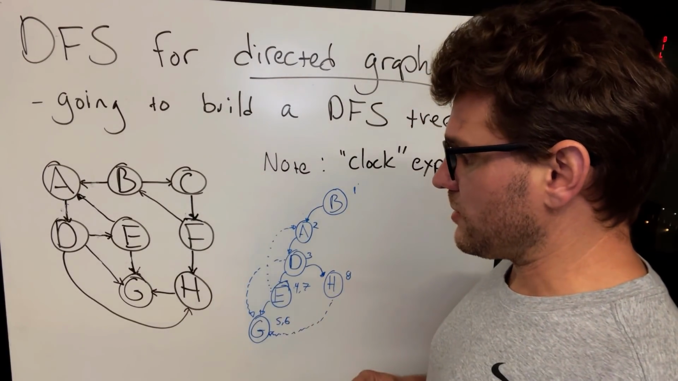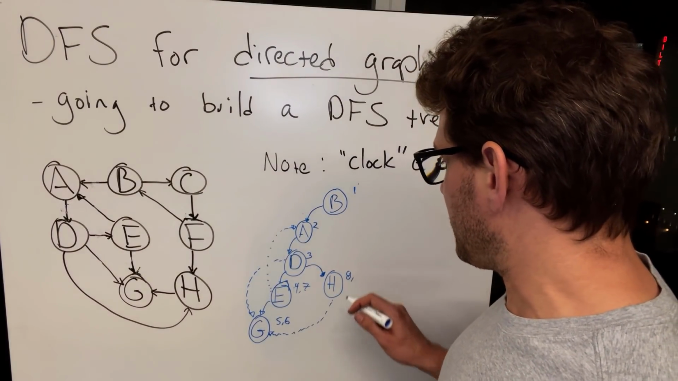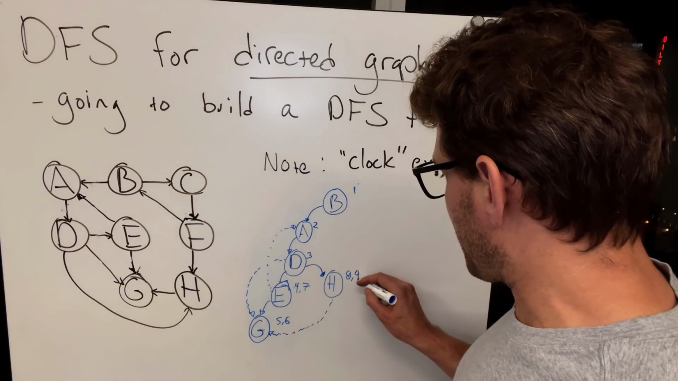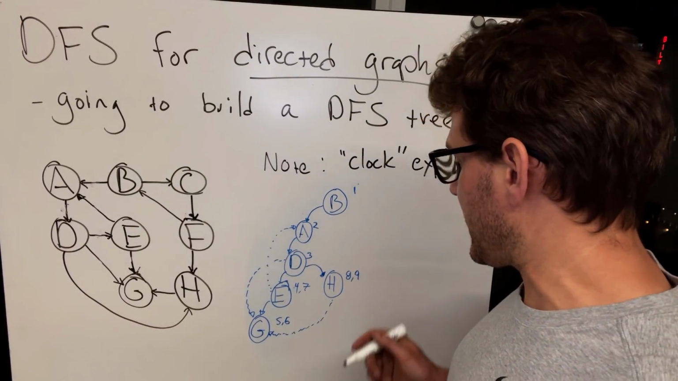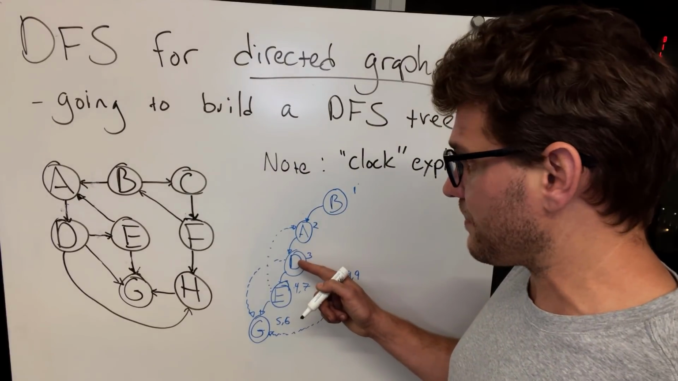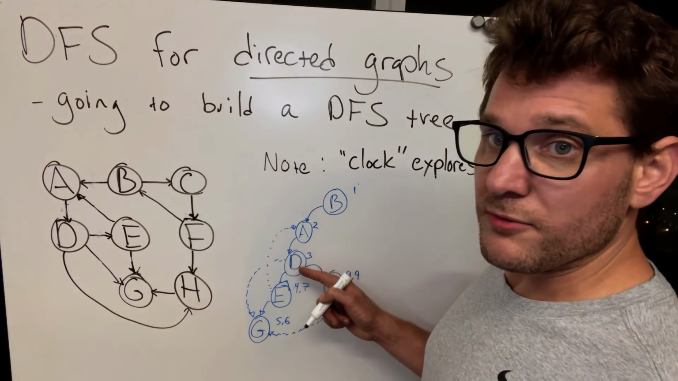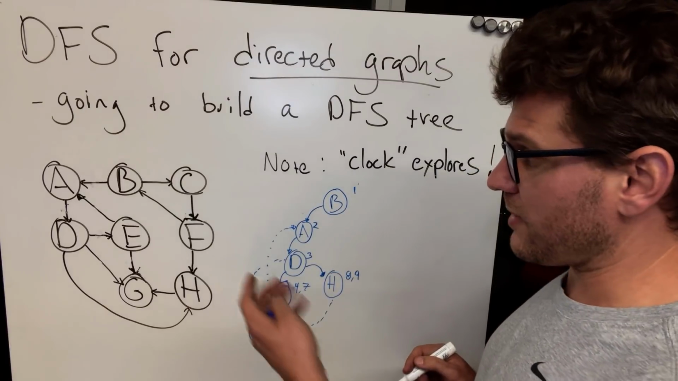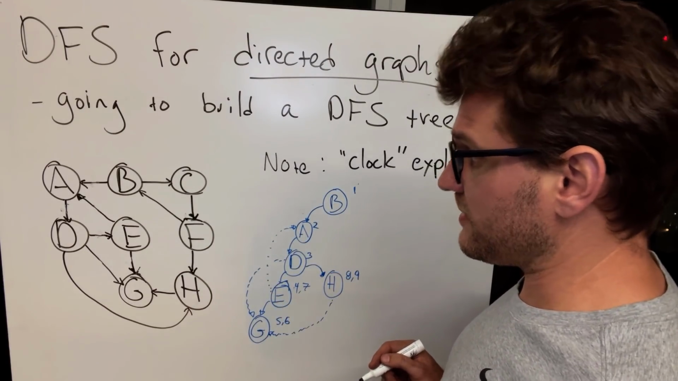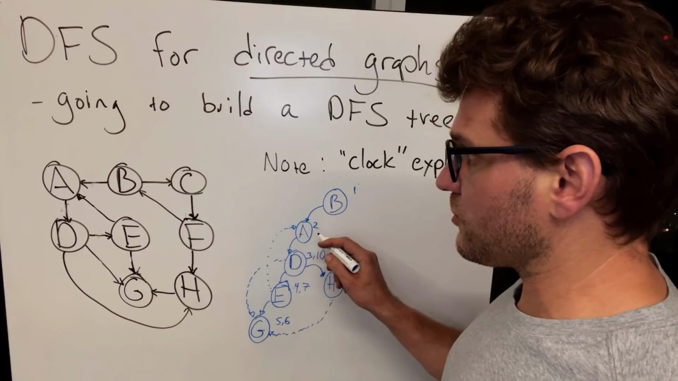I noticed that H has no more neighbors. I've already explored all of H's neighbors, so I've finished the exploration process for H. So I'm going to record the completion time for exploring H with 9. I now pop back up to node D, pop back up the tree. I notice that I've now recorded all of D's neighbors. I've visited all of D. All of D's neighbors are now visited. So I record the completion time of D. I pop back up the tree.